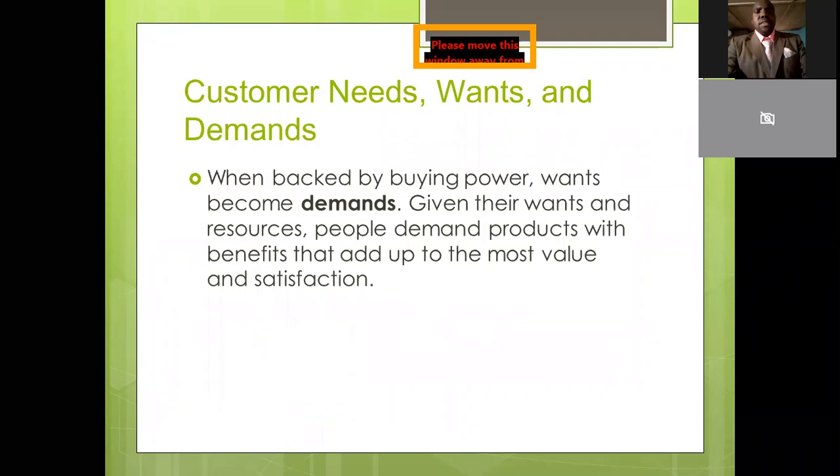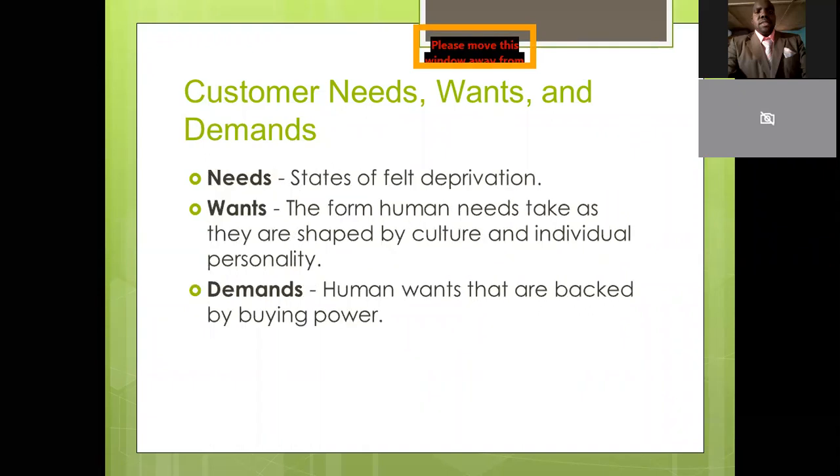Now, when backed by buying power, wants become demands. So, demands are wants backed by buying power. Given their wants and resources, people demand products with benefits that add up to the most value and satisfaction. All right. So, therefore, in summary, needs are what? States of felt deprivation. Wants are the form human needs take as they are shaped by culture and individual personality. And demands, human wants that are backed by buying power.